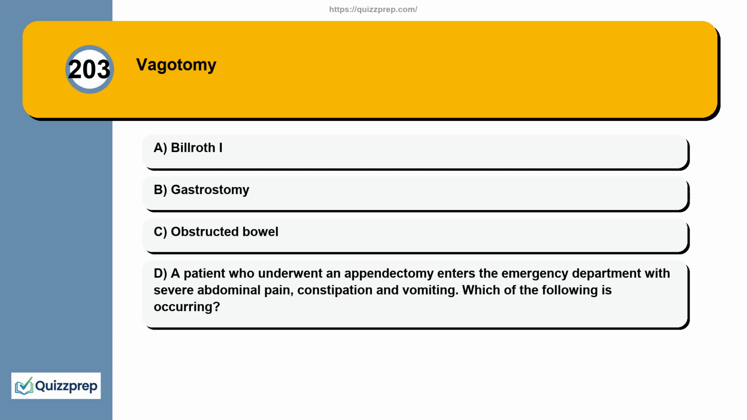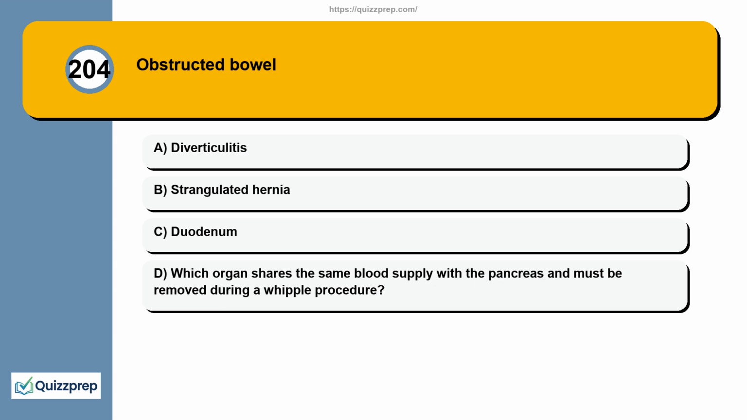The correct answer is option N/A. Question 204: Obstructed bowel, option A; diverticulitis, option B; strangulated hernia, option C; duodenum, option D. Which organ shares the same blood supply with the pancreas and must be removed during a Whipple procedure?